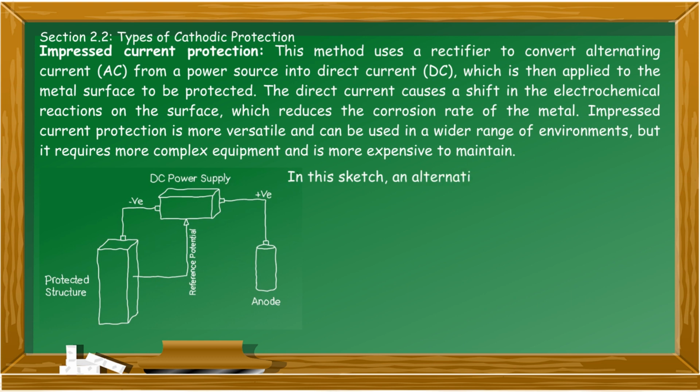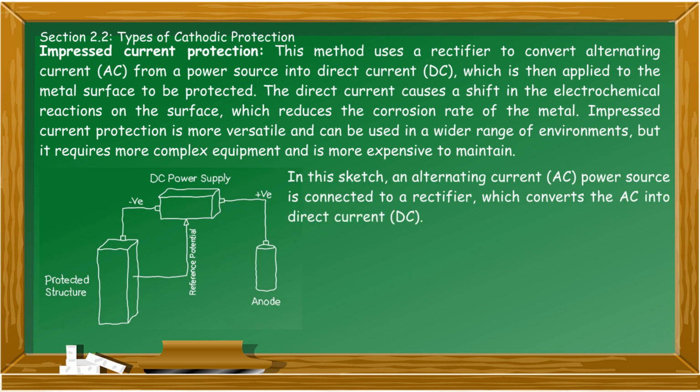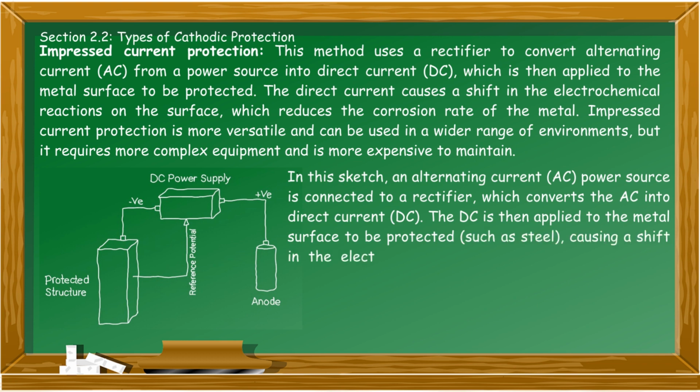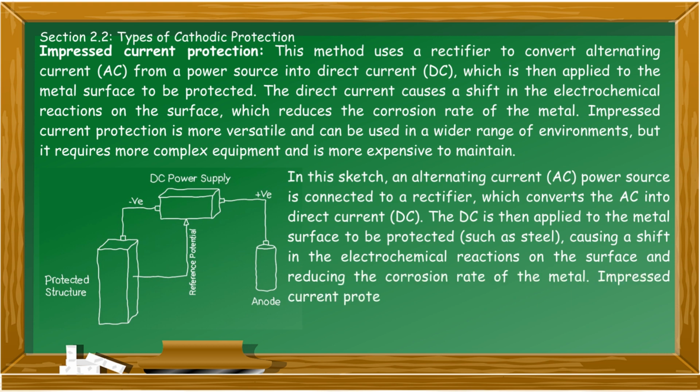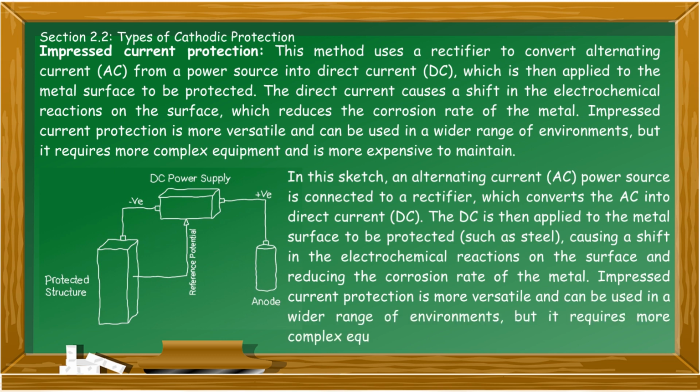In this sketch, an alternating current, AC, power source is connected to a rectifier, which converts the AC into direct current, DC. The DC is then applied to the metal surface to be protected, such as steel, causing a shift in the electrochemical reactions on the surface and reducing the corrosion rate of the metal. Impressed current protection is more versatile and can be used in a wider range of environments, but it requires more complex equipment and is more expensive to maintain.